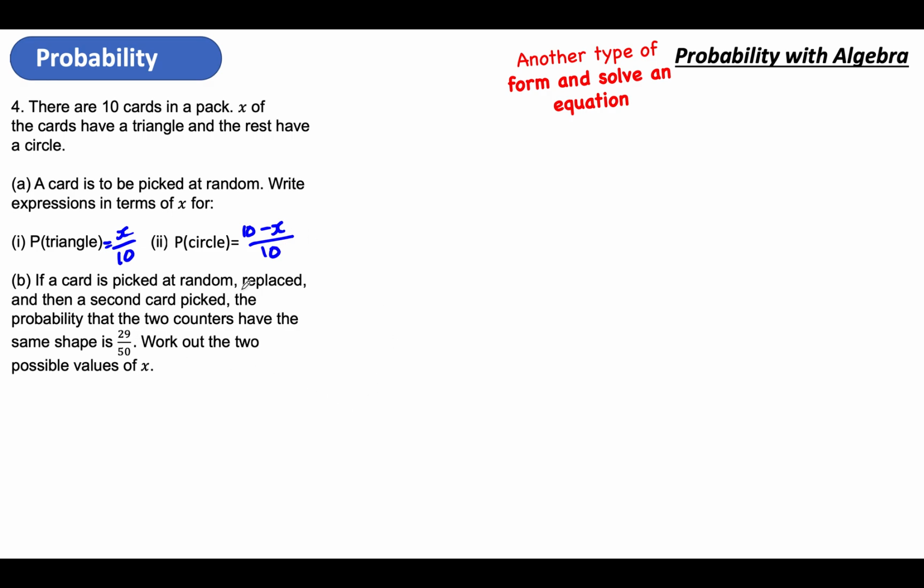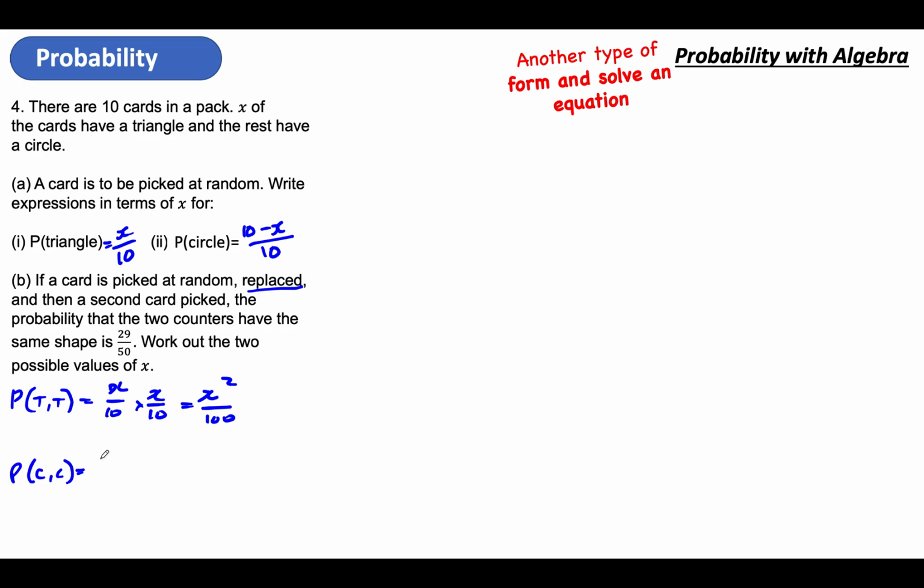If a card is picked at random, replaced, that's important, and then a second card picked, the probability that the two counters have the same shape is 29 out of 50. Remember, there's two ways that we could get the same shape. That could be the probability of triangle, triangle, put with the probability of circle, circle. Now, triangle, triangle is X out of 10 times X over 10, which is X squared over 100.